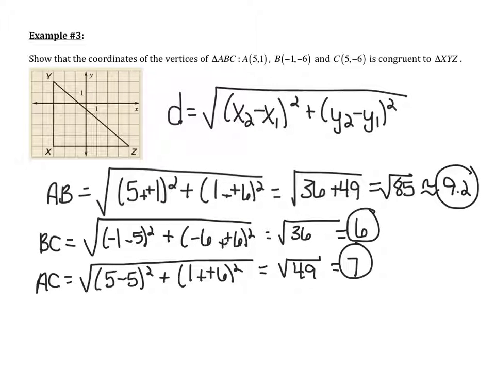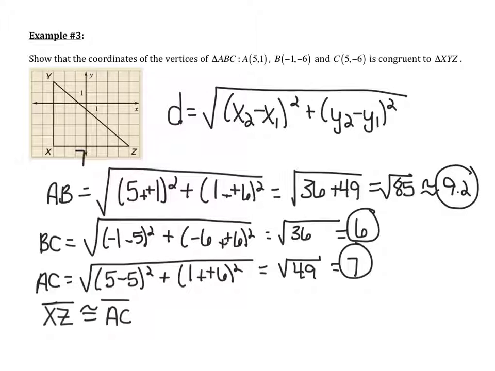Now let's look at triangle XYZ and compare the lengths of those 3 sides to see if I get the same 3 lengths from triangle ABC. This one makes it easy because I have a horizontal line and a vertical line, so I can just count units. Counting the units between X and Z, I get 1, 2, 3, 4, 5, 6, 7. So side XZ is 7, which means segment XZ is congruent to segment AC.